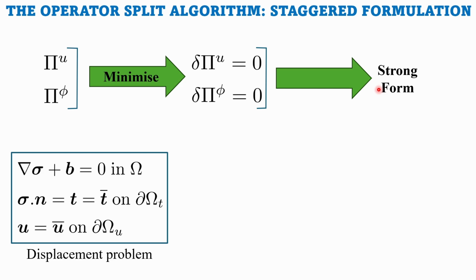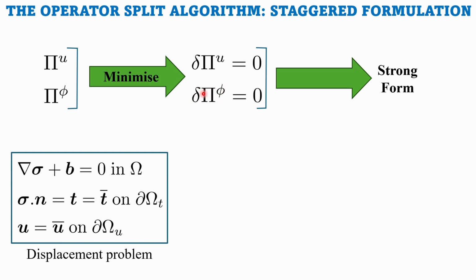So it looks like this. For the first one, where we minimize pi u, we get these sets of equations. The first one is the equilibrium equation, which you may know from your elasticity courses: grad sigma plus b equals 0 in omega, in your domain. And these are the boundary conditions. So you have the traction boundary condition and the displacement boundary condition on the respective boundaries.